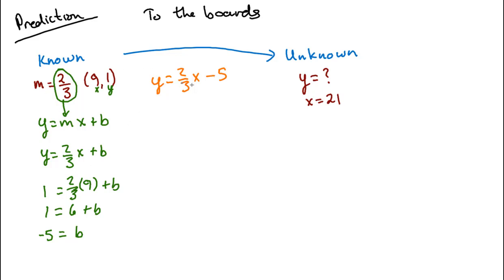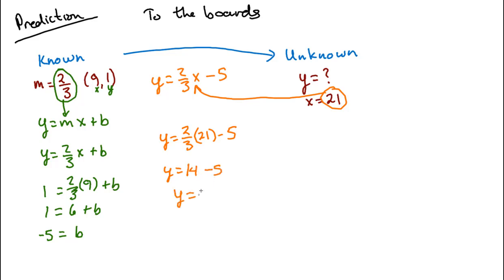With all of this stuff, we produced an equation, and now, oh yes, once we have an equation, we know everything. We took what we knew, which was not very much, but now we know enough because we can do anything and take this 21, stick it right in here, and we get y equals 2/3 of 21 minus 5. 2/3 times 21, that is, let me see, 21 divided by 3 is 7, times 2 is 14, minus 5, y equals 9. So this means it's the point (21, 9).